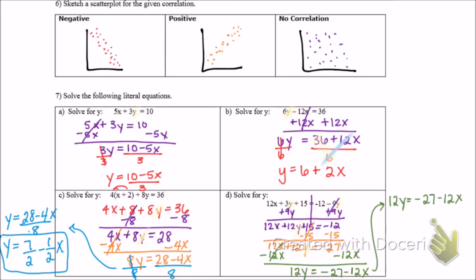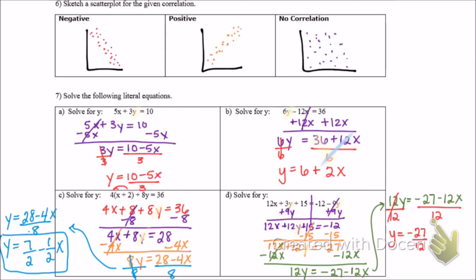Okay, so next I need to get rid of the 12. That's going to be my last step before I have it solved for. And if I divide both sides by 12, I'm going to have y equals negative 27 over 12. That's one fraction that I might be able to reduce here in just a minute.